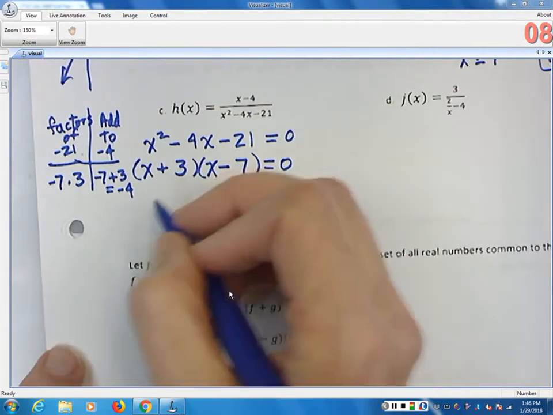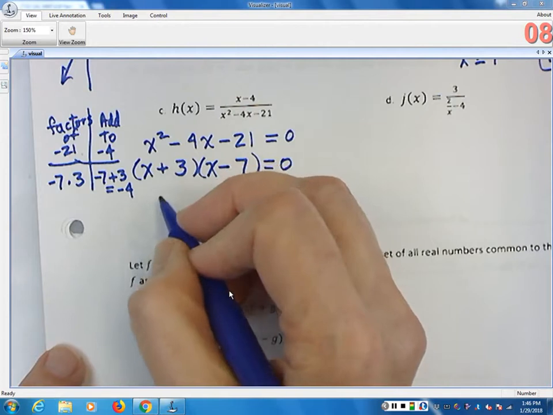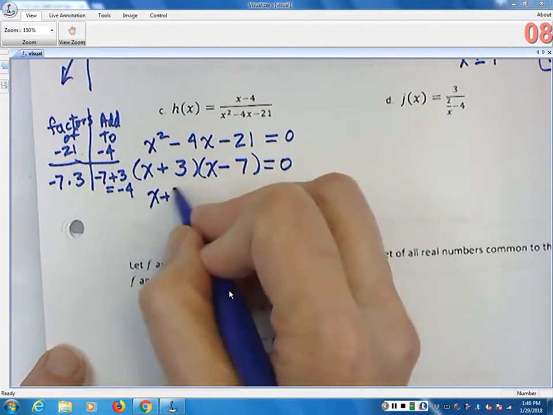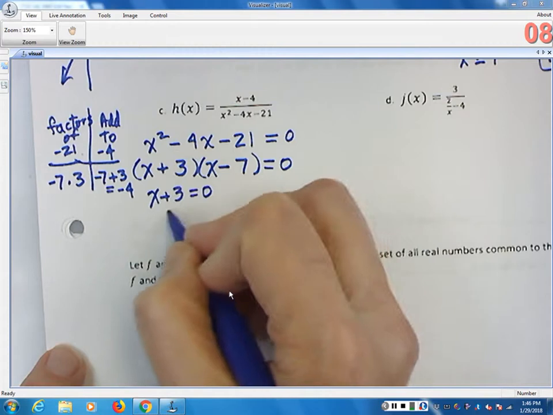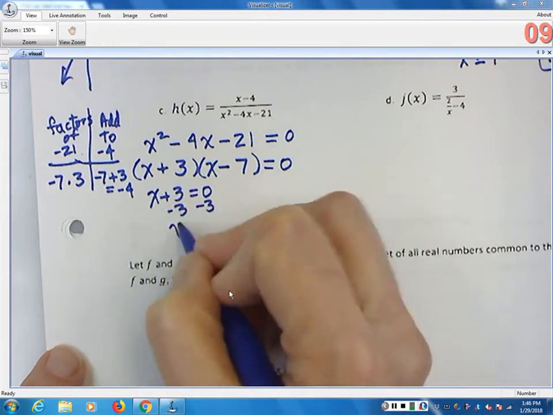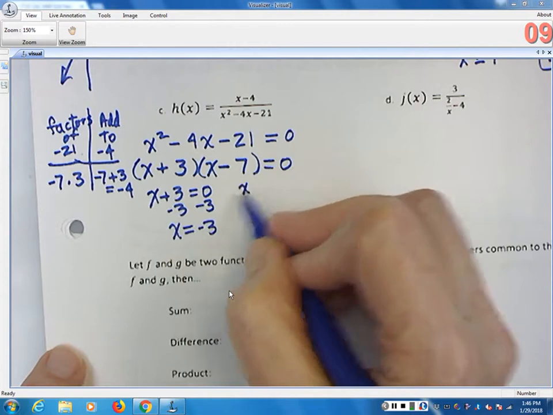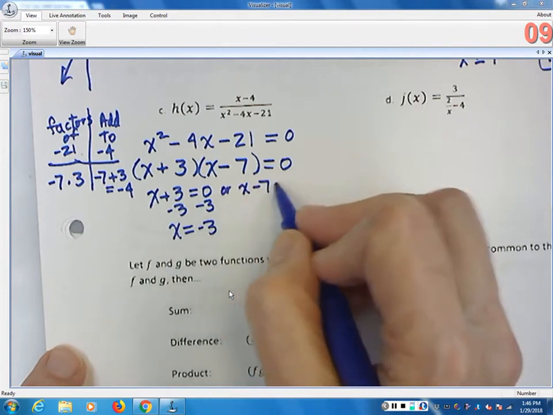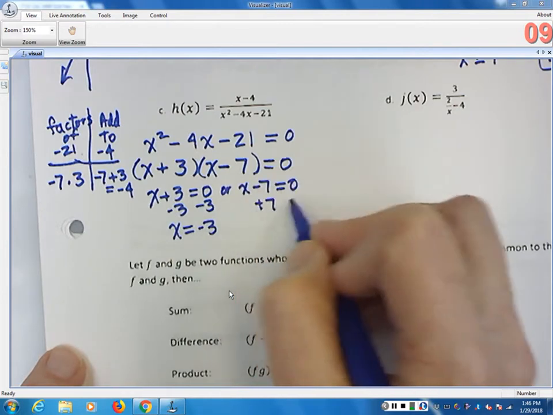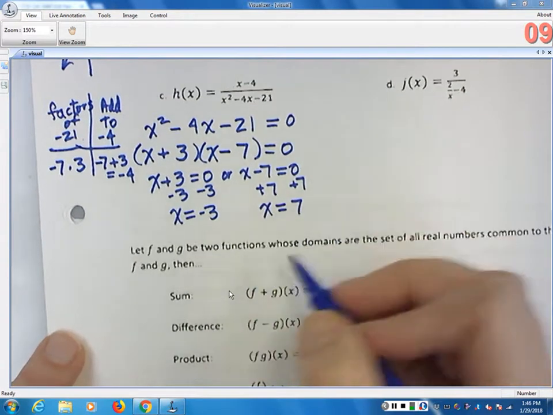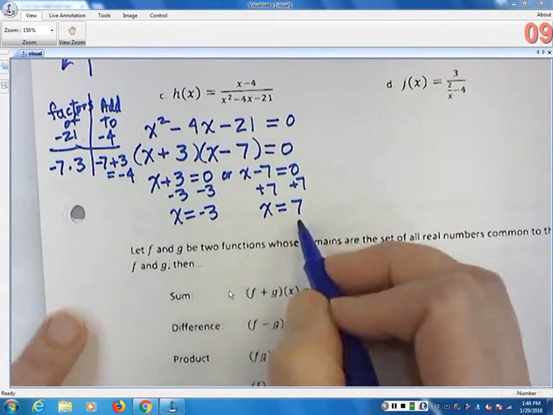Okay, all right. So we set each factor then to 0. So x plus 3 equals 0. So subtract 3. x equals negative 3 would make the denominator 0. And set x minus 7 to 0. Add the 7. x equals 7. So we need to exclude negative 3 and 7.